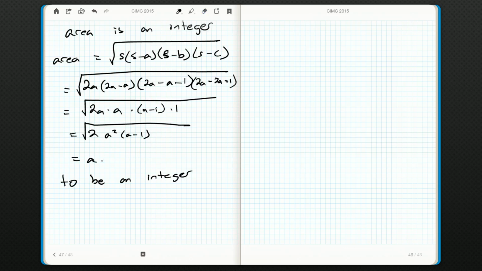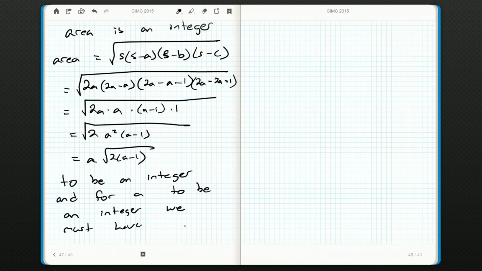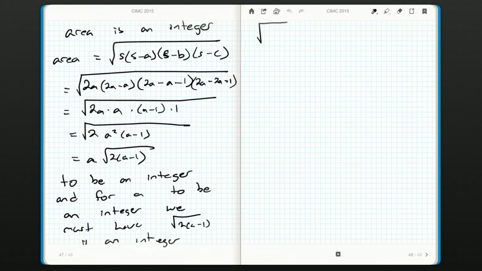I wish there were an undo for the erasing. So for A to be an integer, we must have the square root of 2A minus 1 be an integer. So let's let it be, I don't know, K. We can square both sides, and that's really what we're looking for. 2A minus 1 is equal to K squared. So now we're looking for values of A that when we subtract 1 and multiply by 2, we get a perfect square.